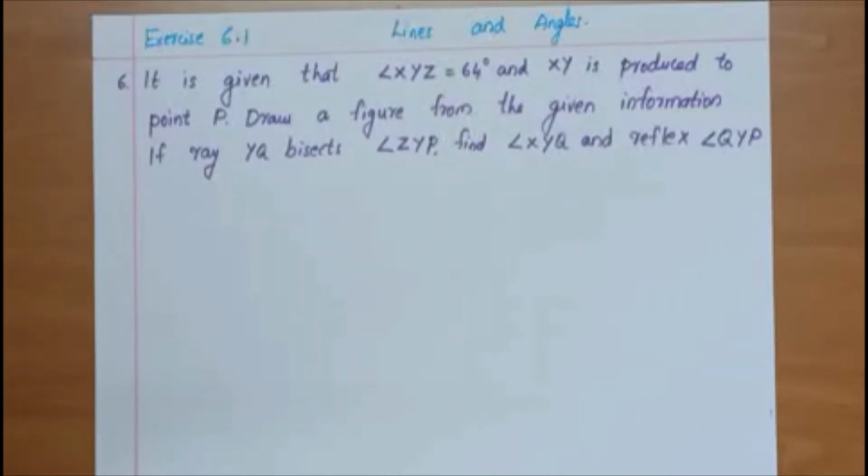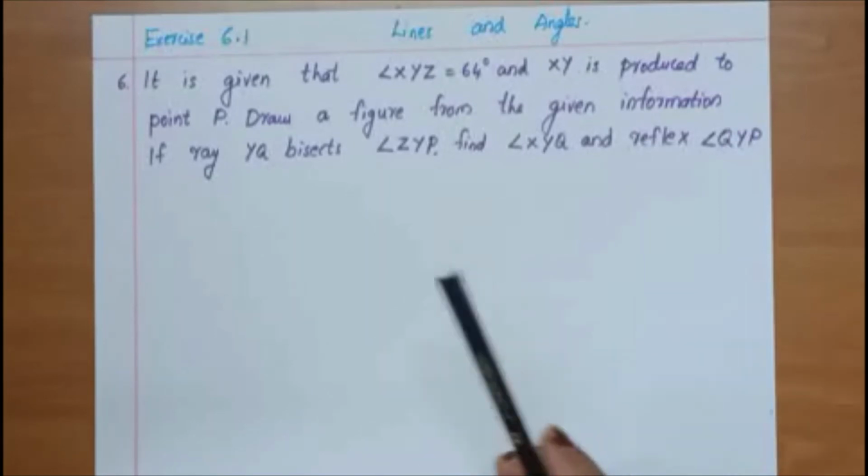Now question number 6. It is given that angle XYZ equals 64 degree, and XY is produced to point P. Draw a figure from the given information. If ray YQ bisects angle ZYP, find angle XYQ and reflex angle QYP. Here the question says we have to draw the figure, so first of all we can draw the figure.